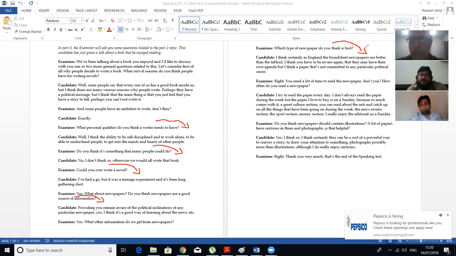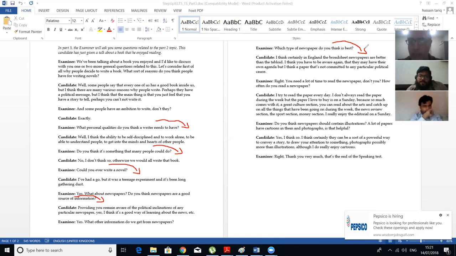Right. You need a lot of time to read the newspapers, don't you? How often do you read a newspaper? Well, because of the nature of my work, I don't have much time to read newspapers, especially on weekdays. But yes, I do have time on weekends, because on weekends I don't usually work, and newspapers have so many interesting things to show, so many good articles to read. Also on weekends we have an overview of what happened during the weekdays, which helps me catch up on what happened.